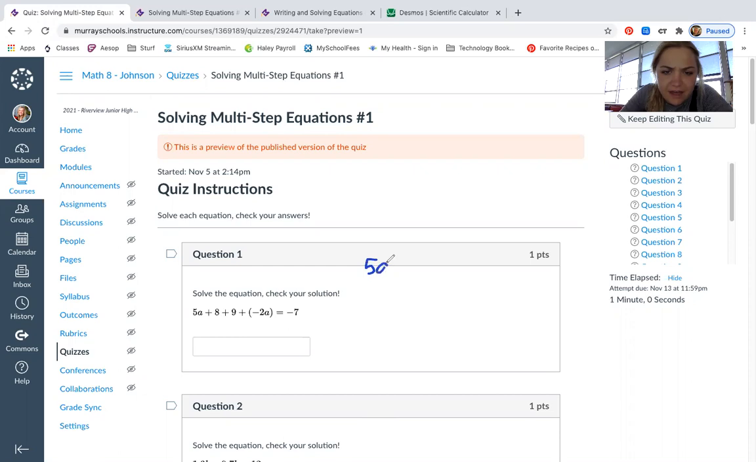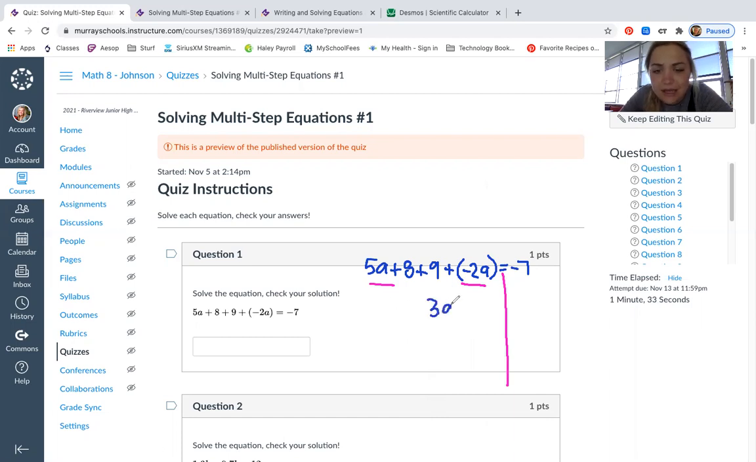I've got 5a plus 8 plus 9 plus parenthesis negative 2a equals negative 7. All right, so I know that I need to combine like terms. I've got 5a and negative 2a. When I combine those two terms, it gives me 3a, because you're just doing 5a's minus 2a's.